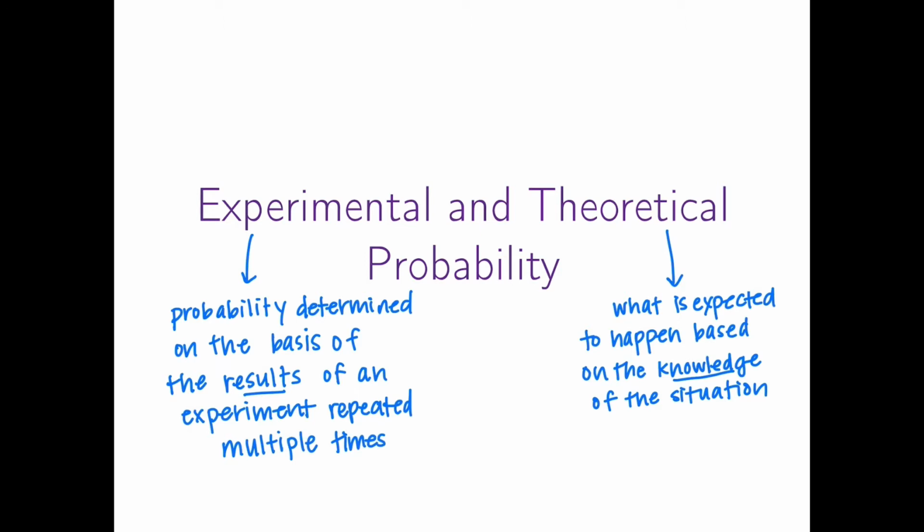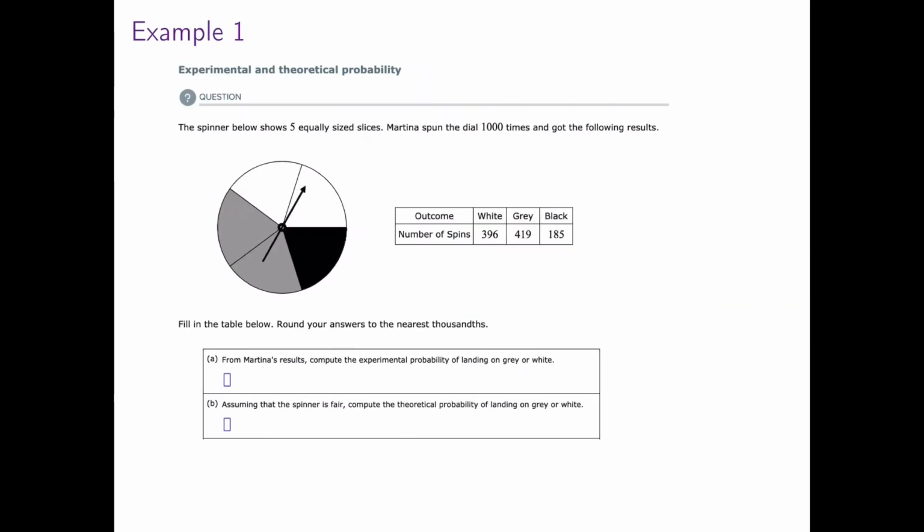Your experimental probability will not always equal your theoretical probability. However, if you run your experiment a bunch of times, over and over and over, it should get very close to your theoretical probability. Let's look at this example. The spinner below shows 5 equally sized slices. Martina spun the dial 1,000 times and got the following results. She had 396 white spins, 419 gray spins, and 185 black spins.